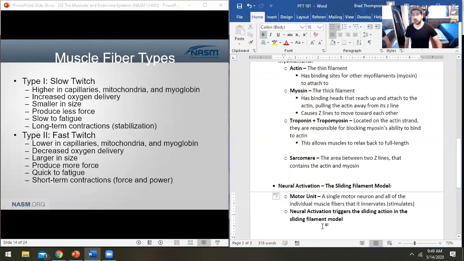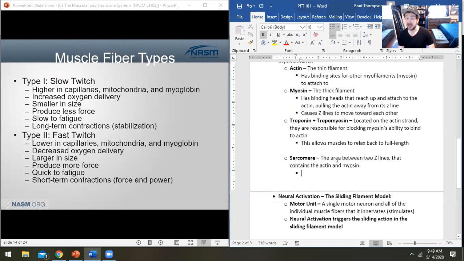By the way, I forgot one thing I should mention, because I've seen the question a million times. It doesn't change any of our definitions, but NASM likes to use this one definition. Up here at sarcomere, if you're taking notes at home, put this in your notes, circle it, underline it, highlight it. NASM loves this sentence: the sarcomere is the functional unit of the muscular system. I totally forgot to mention that.